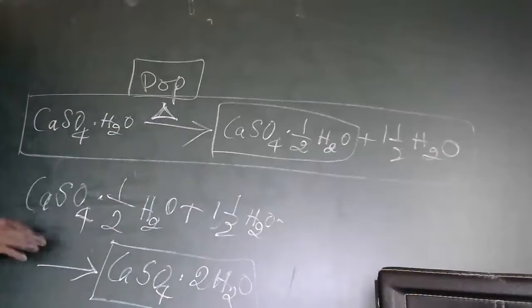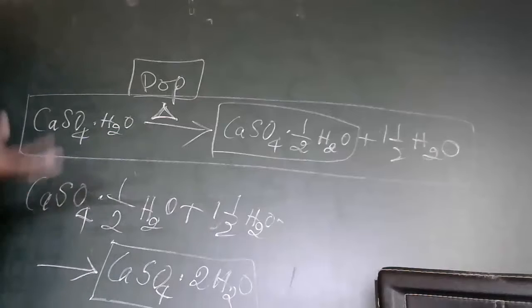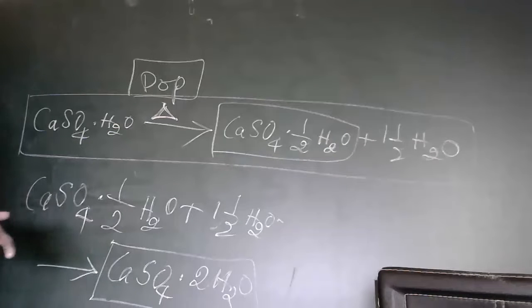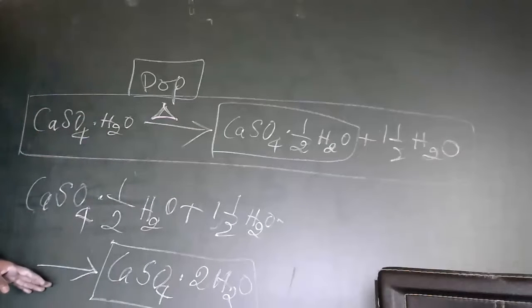That's why, for this property only, it is used to make statues. You know, POP, plaster of Paris, is used to make the statues. Fireproofing materials are also made. Then doctors, orthopedicians, use it for fractured bones, to plaster the fractured bones. So these are certain uses of calcium sulfate hemihydrate, or plaster of Paris.